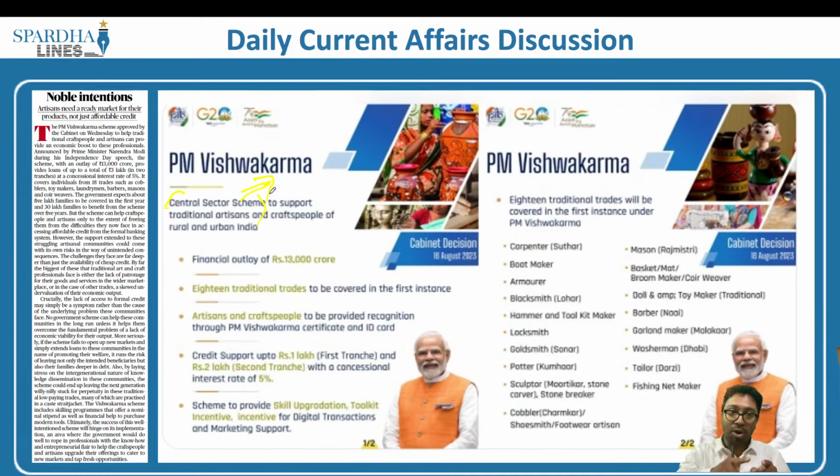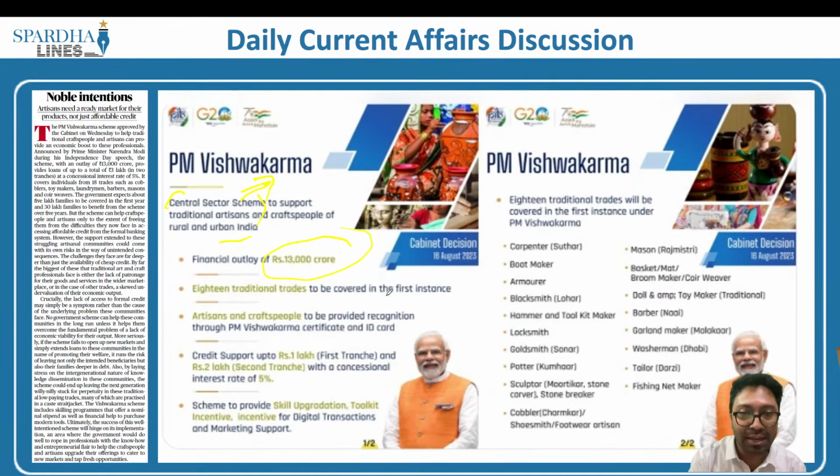So what is this scheme all about? This happens to be a central sector scheme to support traditional artisans and craftsmen at rural and the urban India. So remember, it is both at the rural level as well as at the urban level. This can be a very important pointer from the preliminary examination point of view. So do note, it is a central sector scheme, which means the entire funding and investments will be made by the central government. It has a financial outlay of about 13,000 crores.